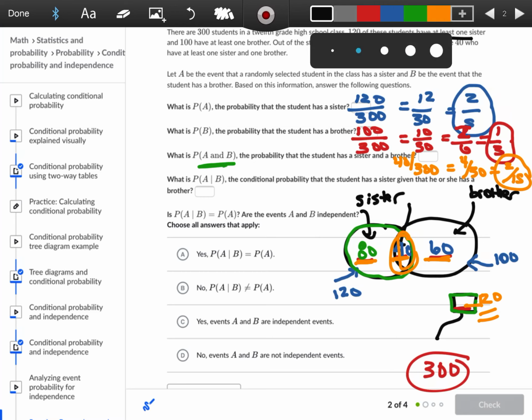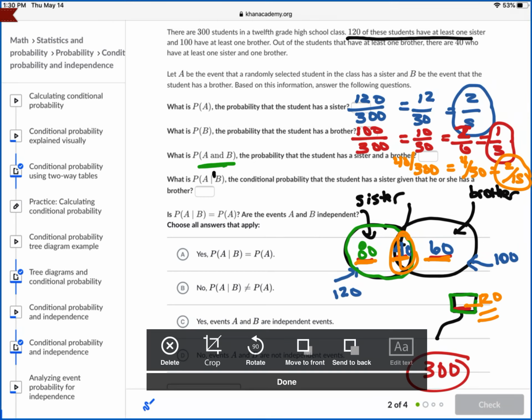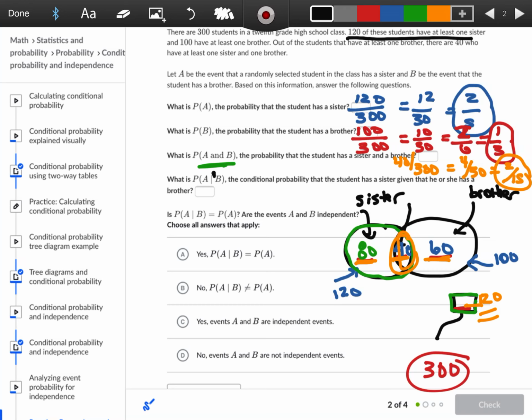Now hopefully you watched some videos understanding that this vertical bar means given. Given means probability that you have a sister, given the fact that we know you have a brother. So in this case, we are only going to look at the B group. The B group is the brother group. And in the brother group, we had 100 people. So I'm only looking at the B group.